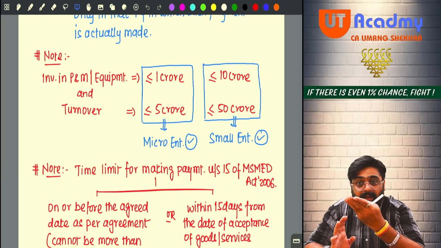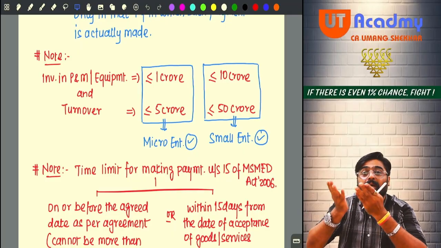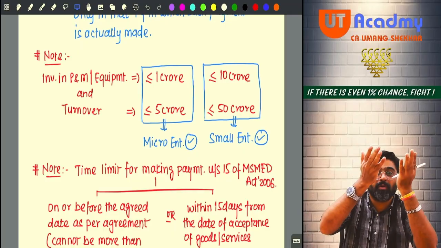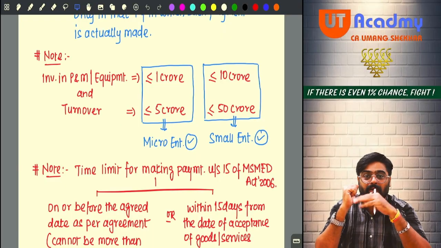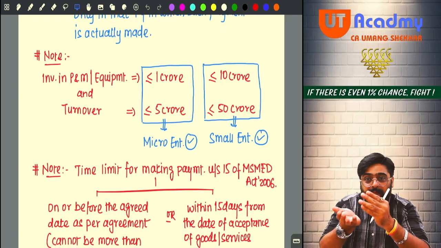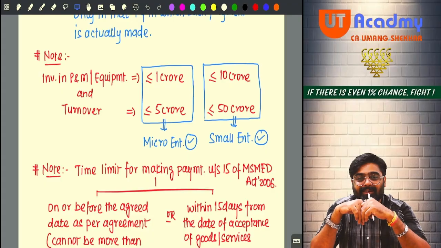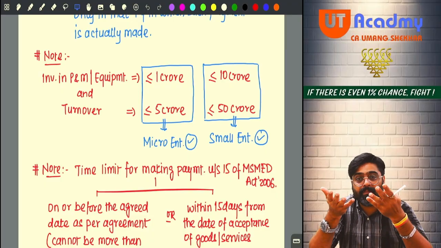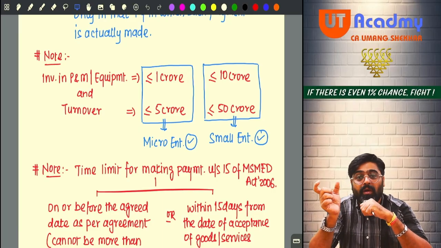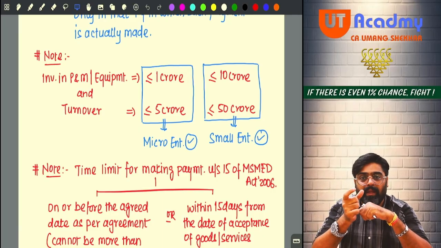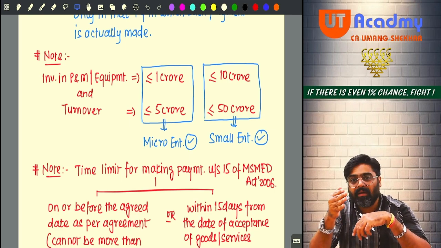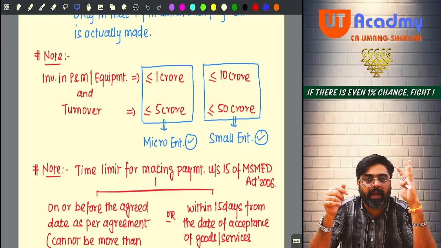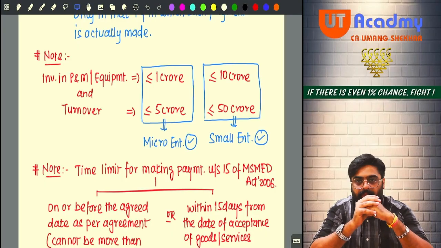For the development of these types of enterprises, micro should become small, small should grow and become medium, medium should become large. So for their growth and development, one law is made in India. That law is known as the MSMED Act, the Micro, Small, Medium Enterprises Development Act 2006.